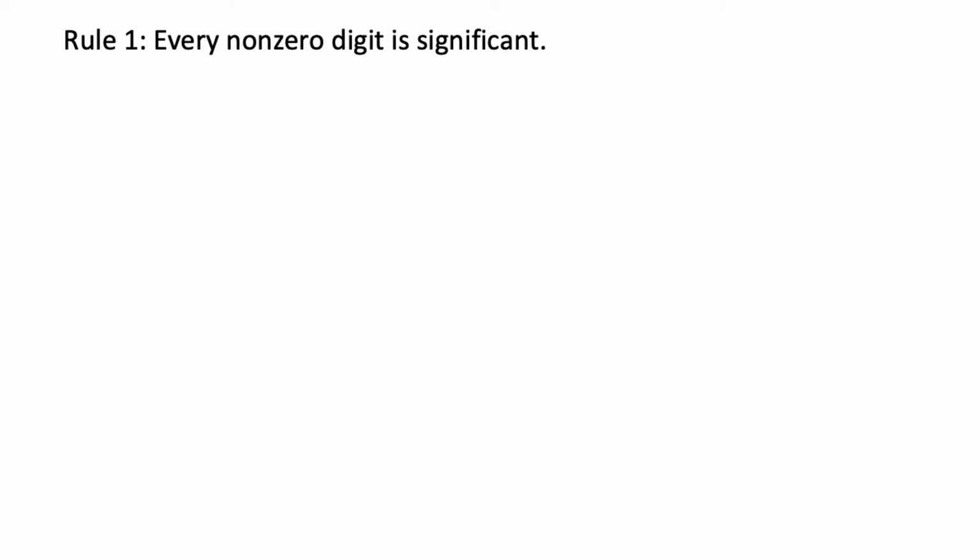Hey, it's Doc Williams, and in this video, we're going to talk about significant figures and the rules for determining the number of significant figures. The first rule is that every non-zero digit is significant. What this means is that every number that is not a zero is significant. So in the value 132, we have three significant figures.